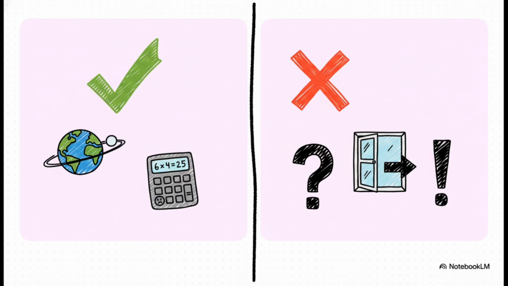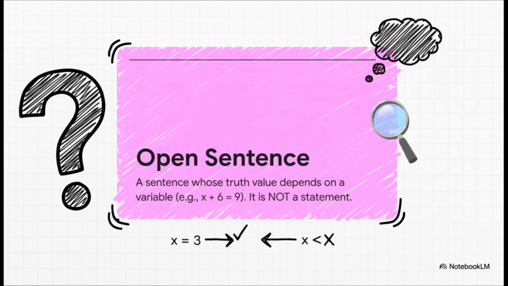Simple as that. Okay, now here's the first big trap people fall into. It's called an open sentence. Take a look at x + 6 = 9. Is that true or false? Well, it kind of depends, doesn't it? If x is 3, it's true. But if x is anything else, it's false. Since its truth value can change depending on the variable, it's not a statement. Remember that, because it's a classic trick question.